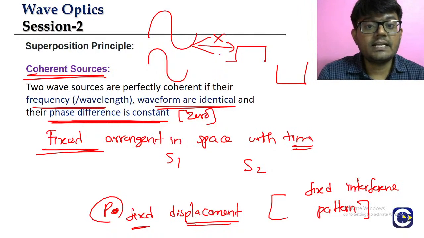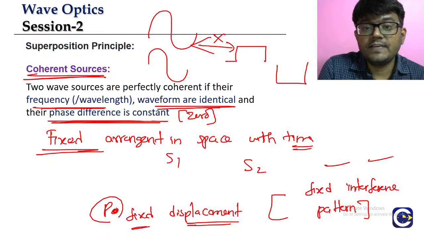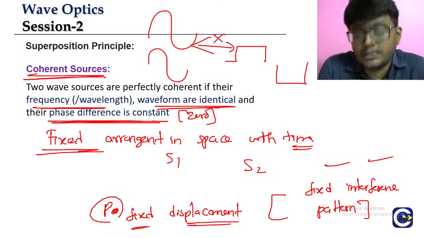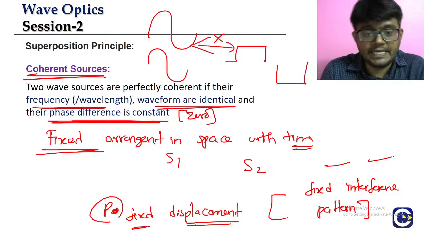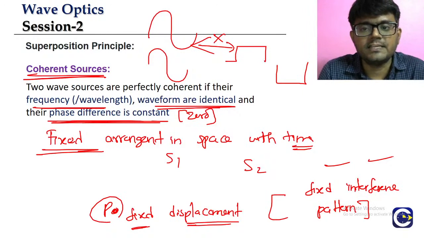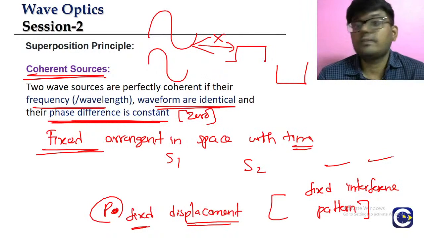But that is not a requirement to get a fixed interference pattern. A fixed interference pattern we can get by using what? Coherent sources. How it happens, we'll have to study that, as we go into the discussion. But coherent sources need not have the same amplitude. They can have different amplitudes.